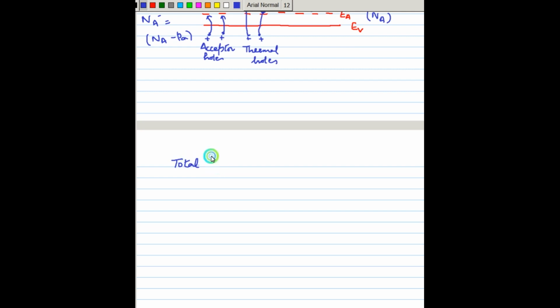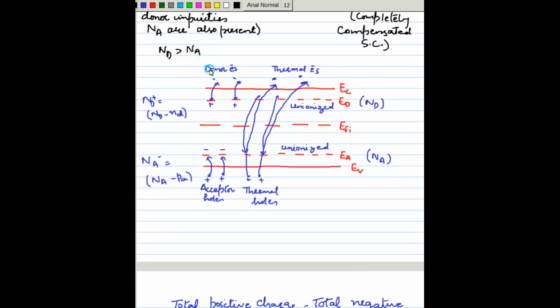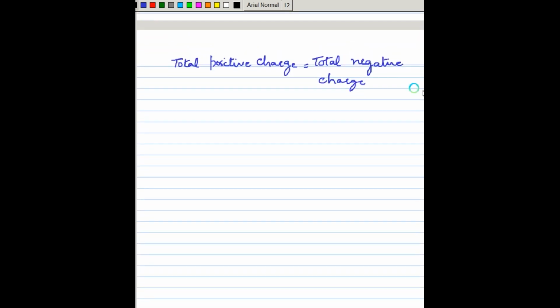The total positive charge will be equal to the total negative charge. One more thing: the donor electrons and thermal electrons become the total electrons, that is N naught. Similarly, the acceptor holes and the thermal holes become the total holes, which is P naught, the holes under thermal equilibrium. So total positive will be equal to total negative.